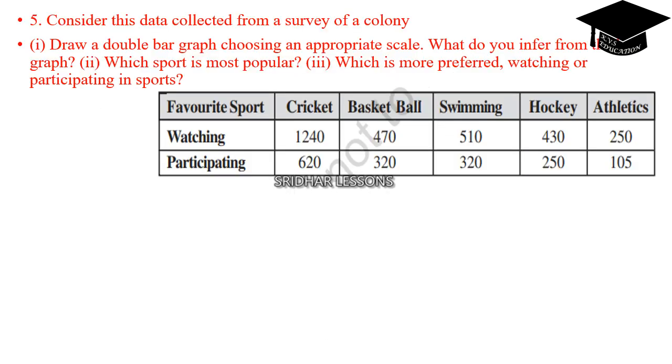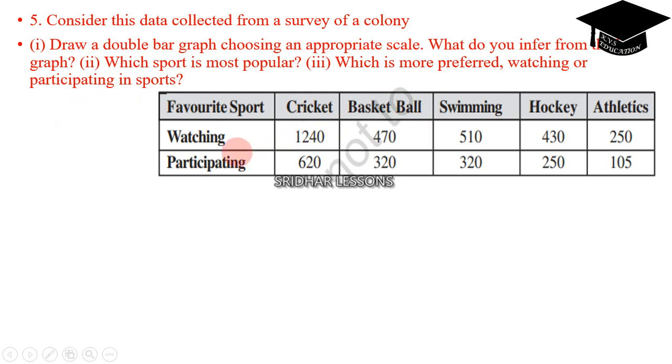Okay, next question. Consider this data collected from a survey of a colony. Draw a double bar graph choosing an appropriate scale. That is up to us. So what do you infer from the bar graph? Which sport is most popular? Which is more preferred, watching or participating in sports?